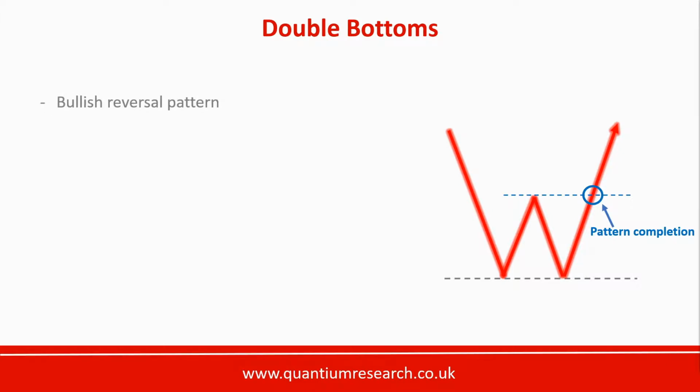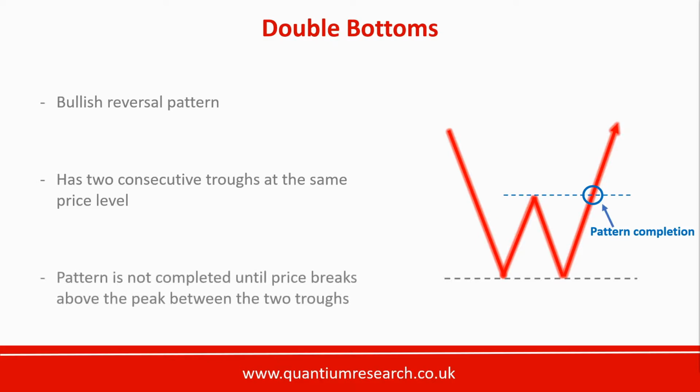So a double bottom is the exact opposite of a double top, and it's a bullish reversal pattern occurring when two consecutive troughs form at the same price level. The pattern here is only complete when the price exceeds the peak which forms between the two troughs. And it's important to note here that volume will usually be lower before, and then the volume would expand as the price rallies and breaks out. So here you'd have less volume on the second trough, and you would see volume expand as you break above that pattern completion level.